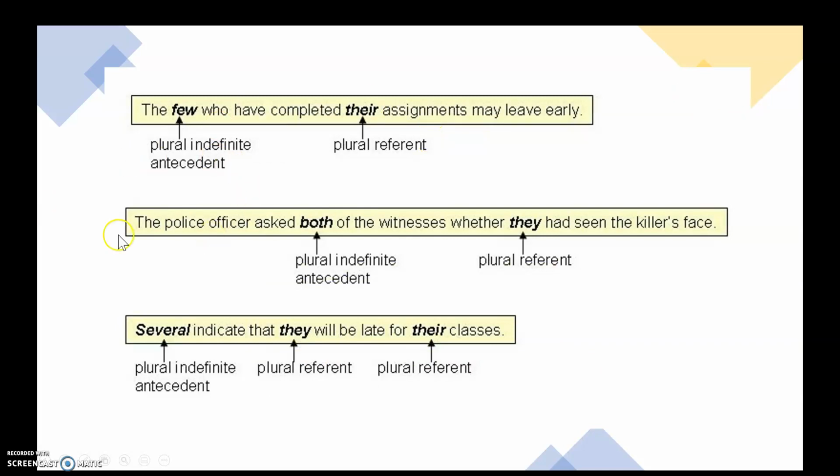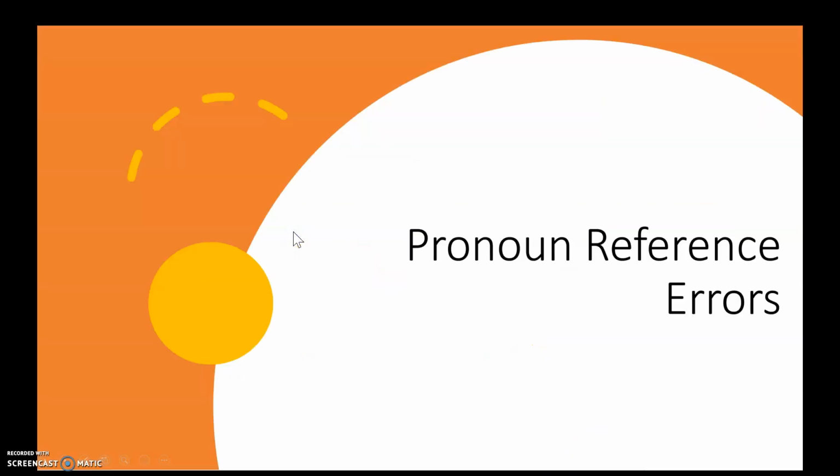Here are some examples with some plural indefinite pronouns that are functioning as antecedents. So here, few has to be plural. It's more than one, so this needs to be plural. Both has to be plural, so this has to be plural. Several, it's more than one, it has to be plural. So here, these, they, and there will be plural as well. So that brings us to pronoun reference errors.